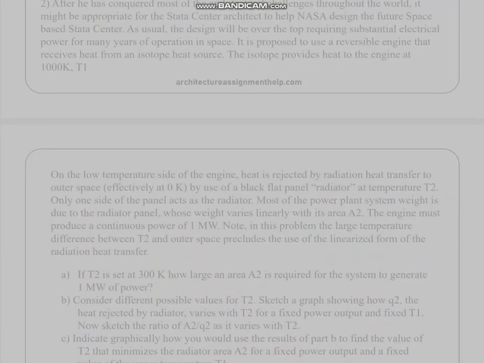2. After he has conquered most of the architectural challenges throughout the world, it might be appropriate for the Stata Center architect to help NASA design the future space-based Stata Center. As usual, the design will be over the top, requiring substantial electrical power for many years of operation in space. It is proposed to use a reversible engine that receives heat from an isotope heat source. The isotope provides heat to the engine at 1000 K, T1.